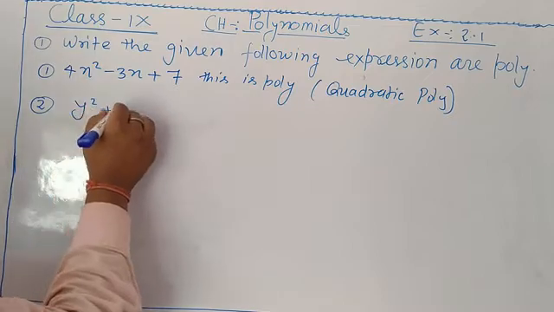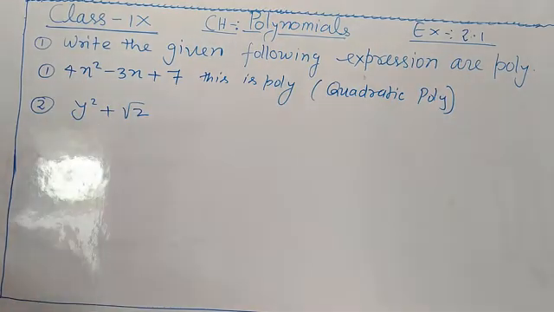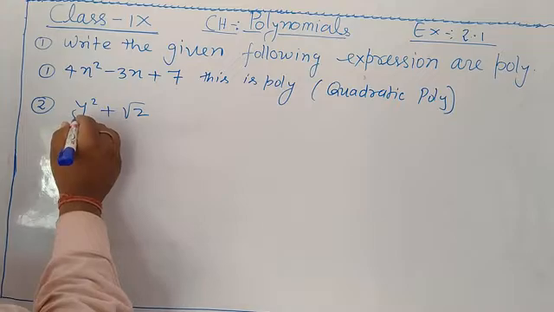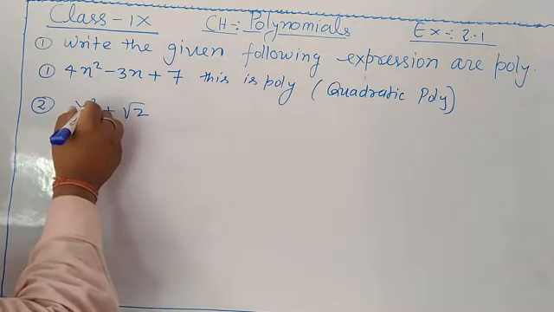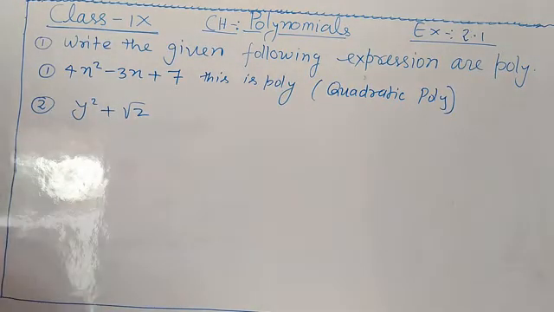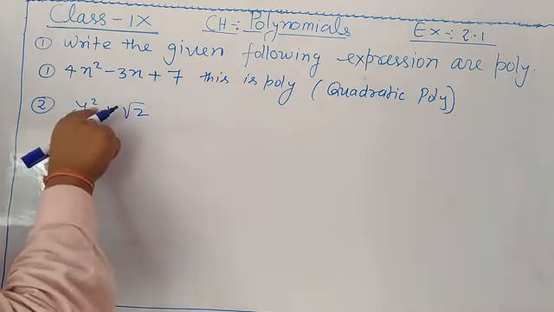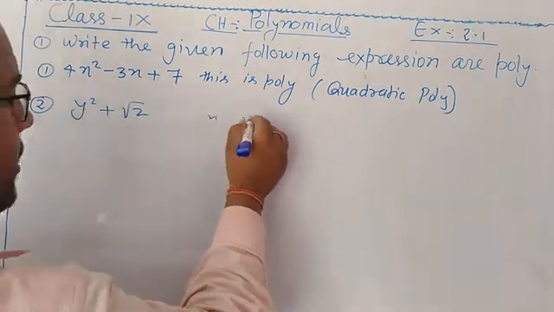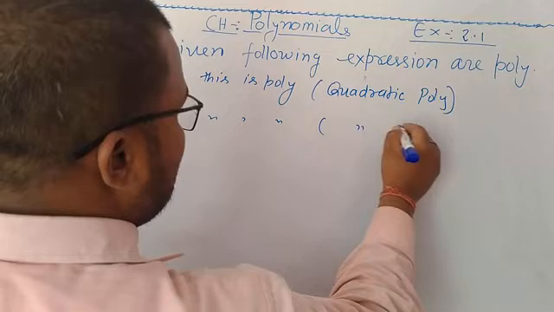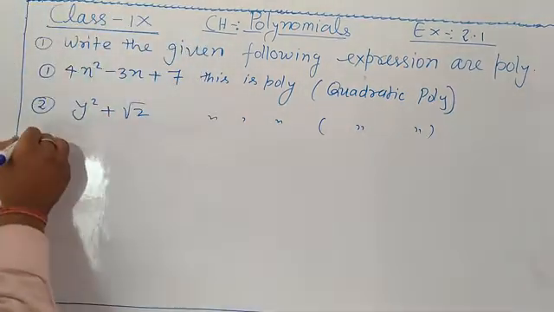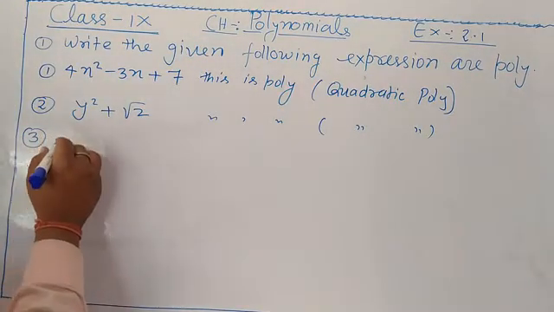y square plus root 2. So this is a polynomial because the power of the variable is 2, which is a non-negative integer. This is a polynomial. Which type of polynomial? Quadratic polynomial. Question number 3.